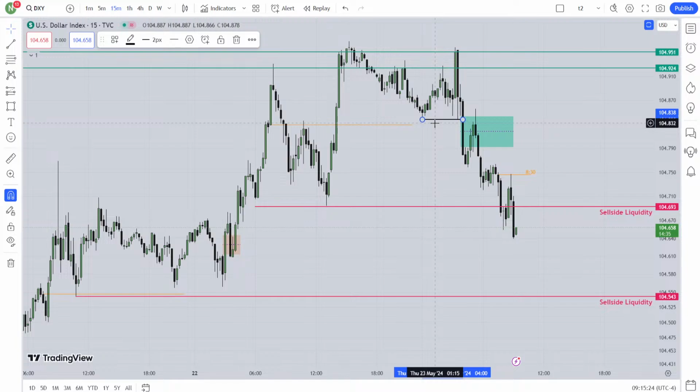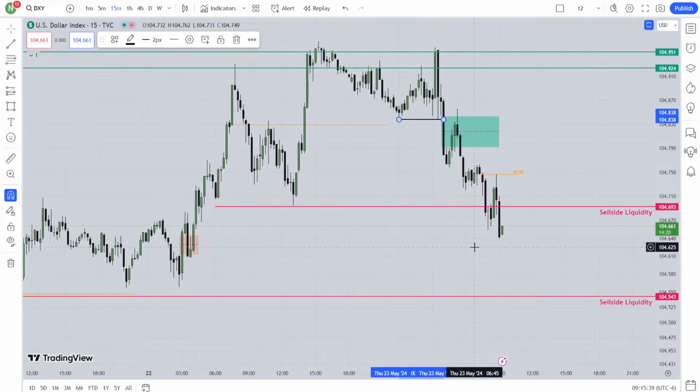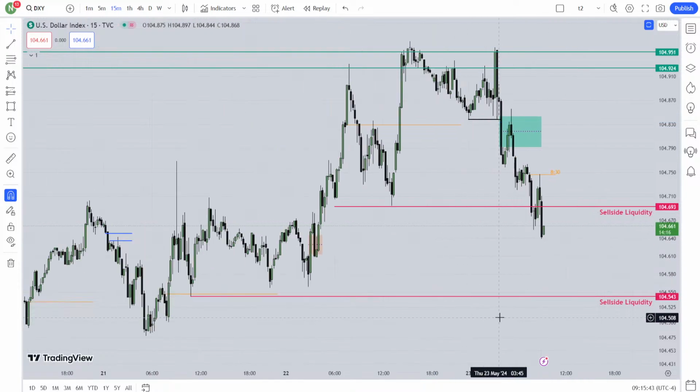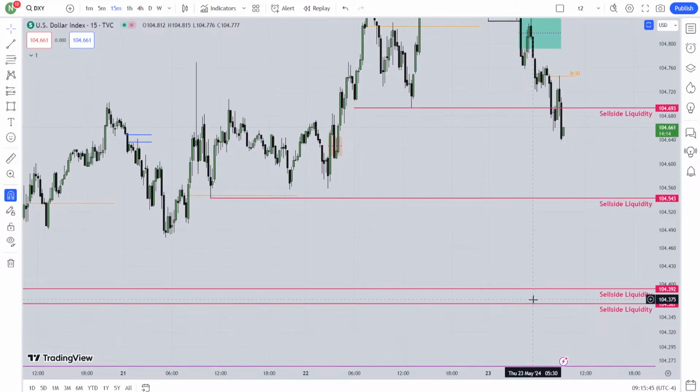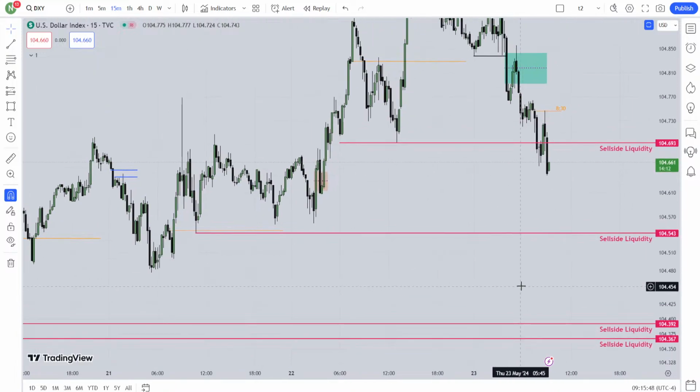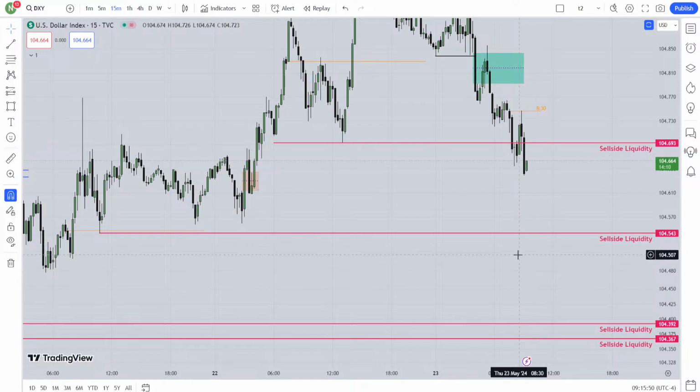If you were with me in the gold session, I was expecting a market structure shift over here. Then I told you it will use that parabolic gap, and this is the sell side liquidity. That would be my target. It has taken this sell side liquidity, and I believe the market will take all of this sell side liquidity. So far I'm bearish for dollar index.